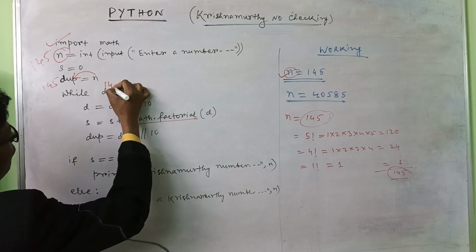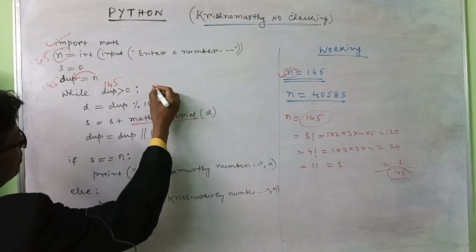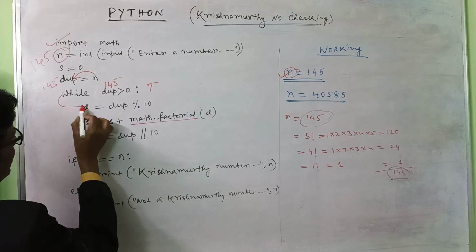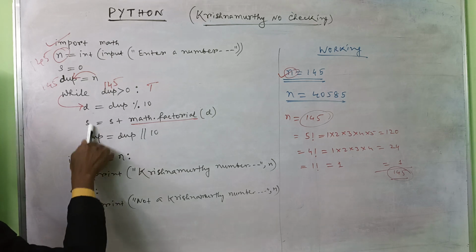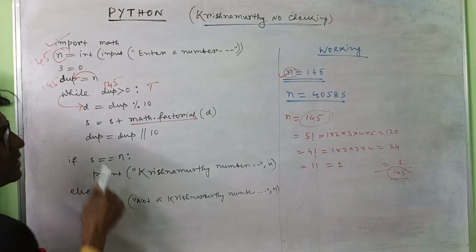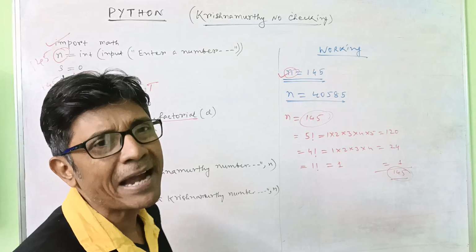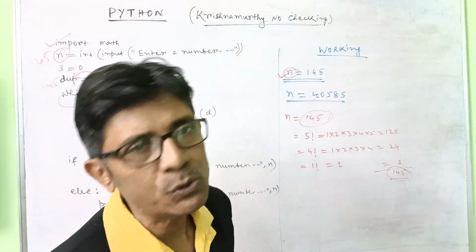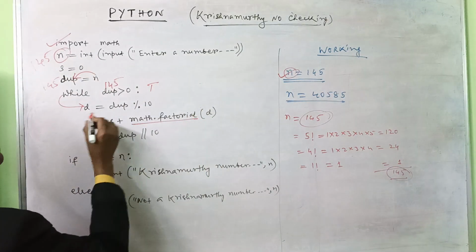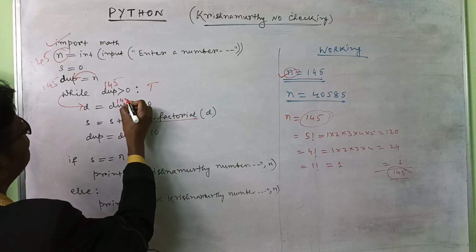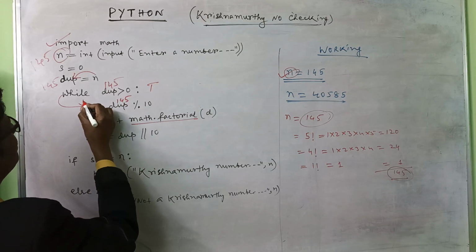So duplicate 145 greater than 0, it is true. If it is true, come here within the loop. How many lines? 1, 2, 3 lines within the loop. We are using the while loop. I told you a long time back that for extraction of digits, it is better to use the while loop. So you see duplicate 145 mod 10, what are you getting? 5.